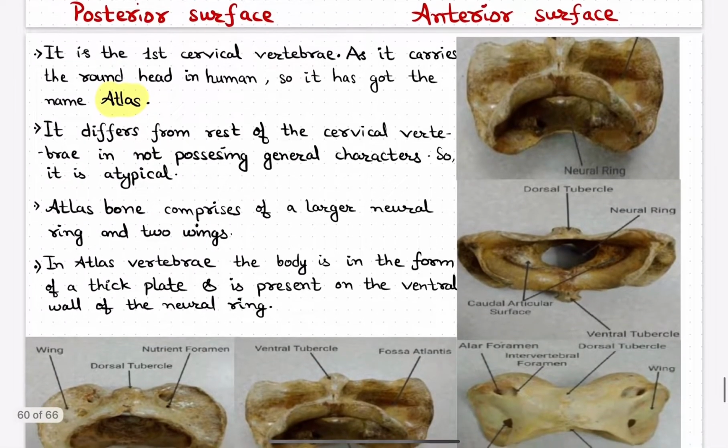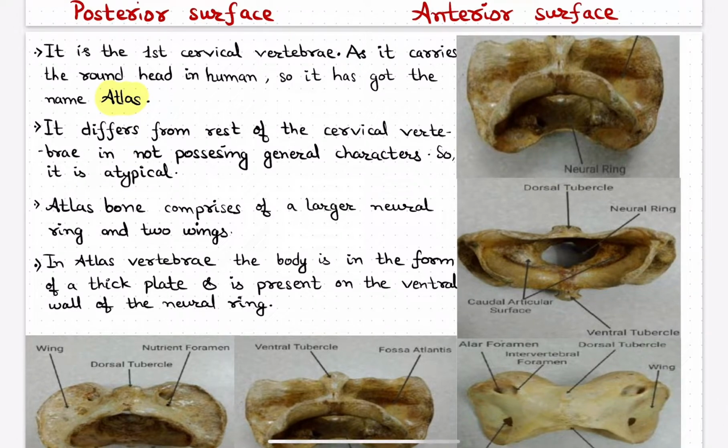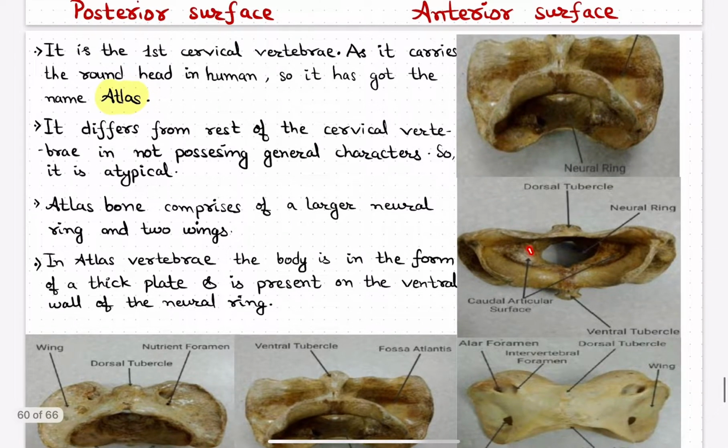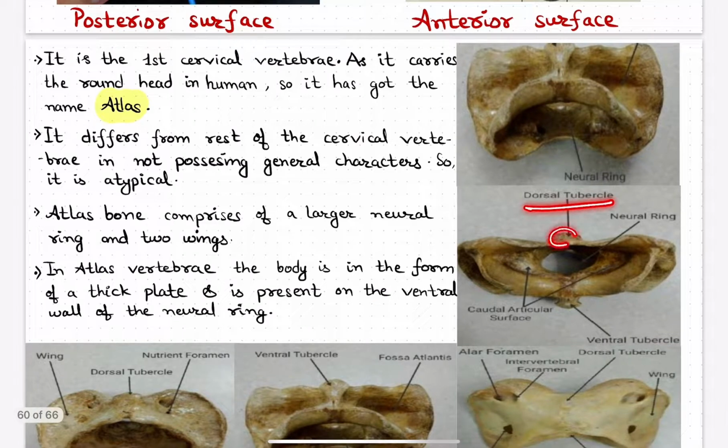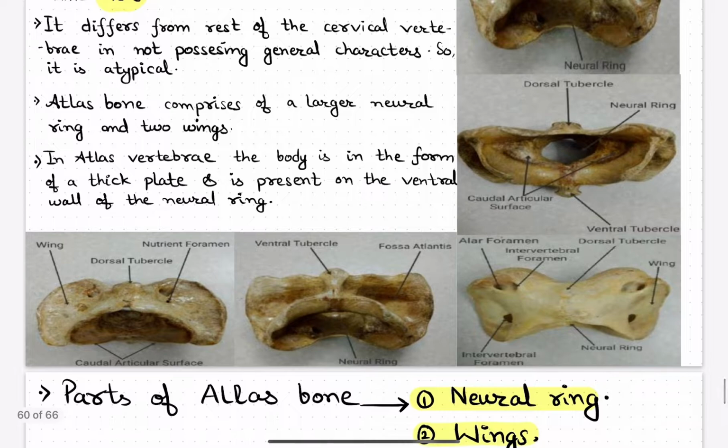Like you can see, there are various structures on this atlas bone. This is the neural ring here. These are the caudal articular surfaces, through which the odontoid process gets joined. This is the dorsal tubercle. You can see this is the dorsal tubercle, this is the ventral tubercle. A very important point to note here: this is the anterior portion of the C1 cervical vertebra, the first, atlas.